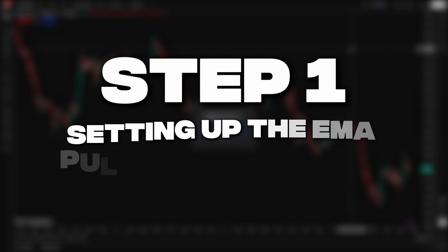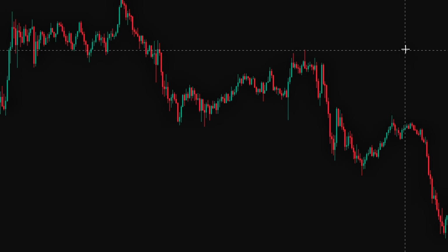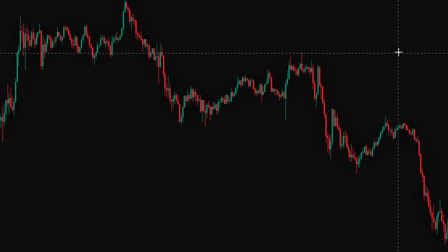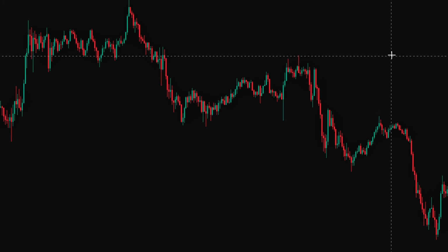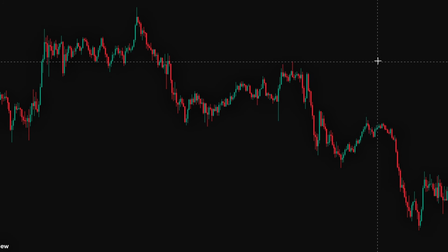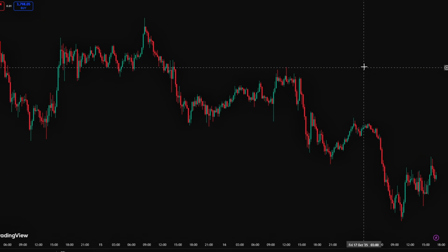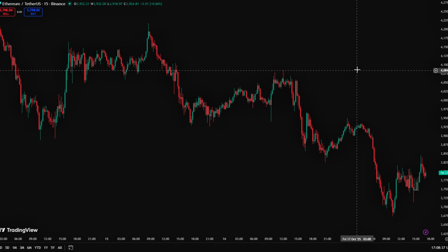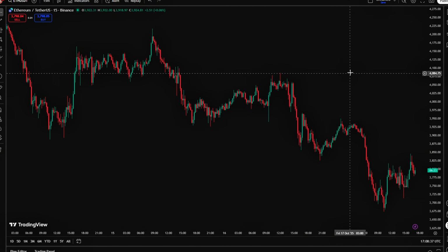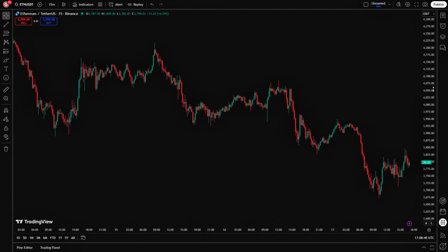Step 1. Setting up the EMA and Pullback indicator. We'll begin by laying the foundation of this strategy with the EMA and Pullback indicator, a powerful tool designed to highlight breakout and retest structures across all markets. This indicator visually marks when price pulls back into the moving average zone after a strong move, signaling potential continuation points where trend traders look for high probability entries.